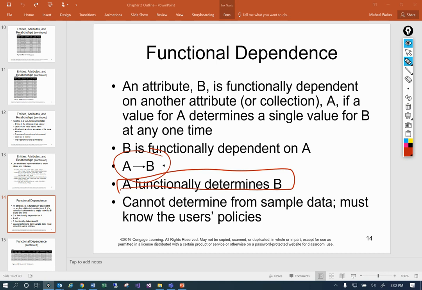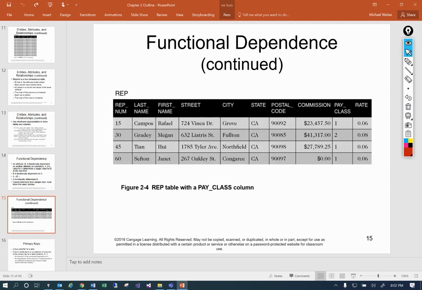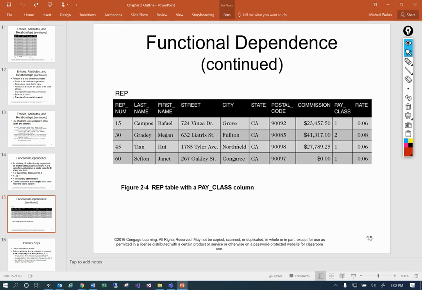Oftentimes you can't determine from sample data where functionality exists. Oftentimes you need to know what's behind the scenes, what the requirements were, any user policy. So be careful when you're looking at data that you don't just jump to conclusions, because sometimes you could be wrong. So functional dependency. Let's take a look at this table. Is there any functional dependency?